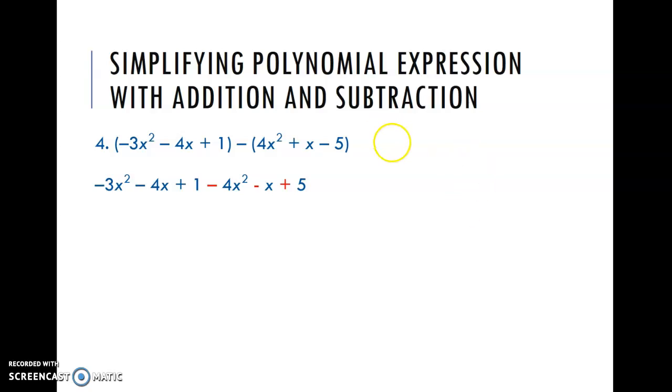We're going to group together the like terms. So you have negative 3x squared, negative 4x squared, minus 4x minus x plus 1 plus 5. And then you get negative 7x squared minus 5x plus 6. And that is how you simplify polynomial expressions with like terms.